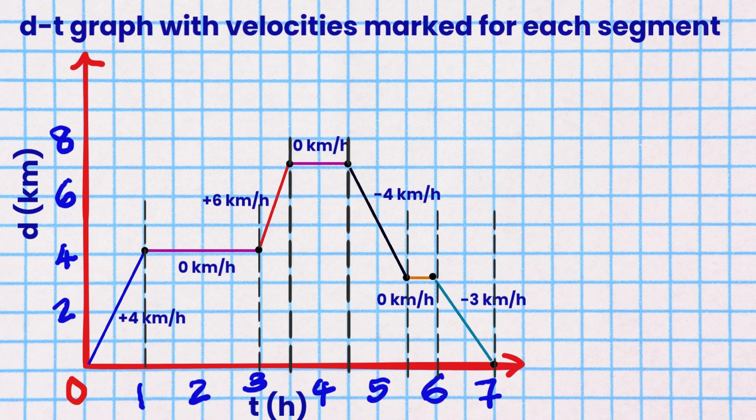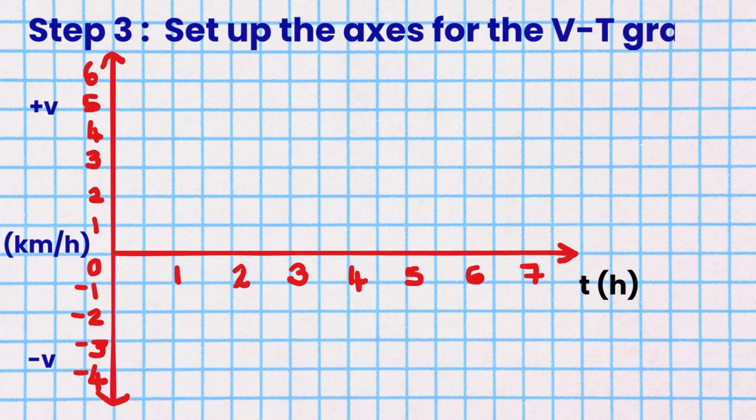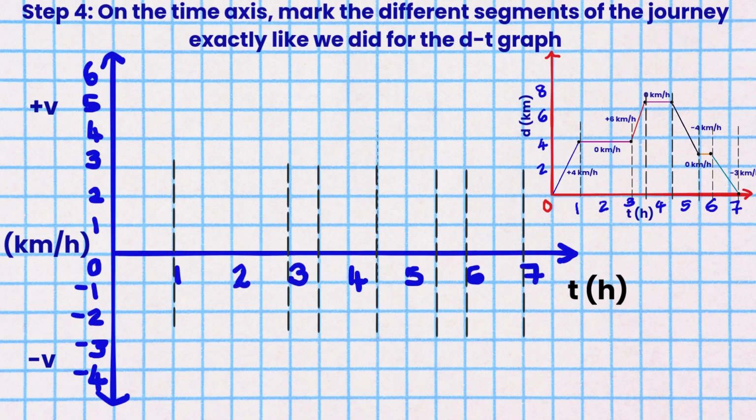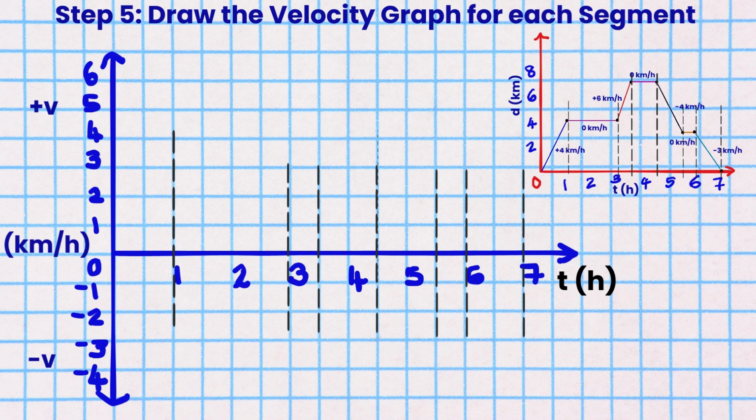Now that we have calculated the velocities for each segment of our journey, now let us set up the axes for the velocity time graph. So that will be our step 3. Step 4 is going to be marking the different segments of the journey on the time axis exactly like we did for the position versus time graph. Step 5 is to draw the velocity graph for each segment based on the velocity value which is calculated.